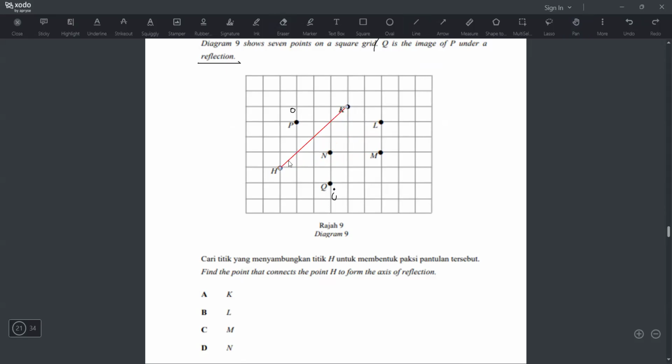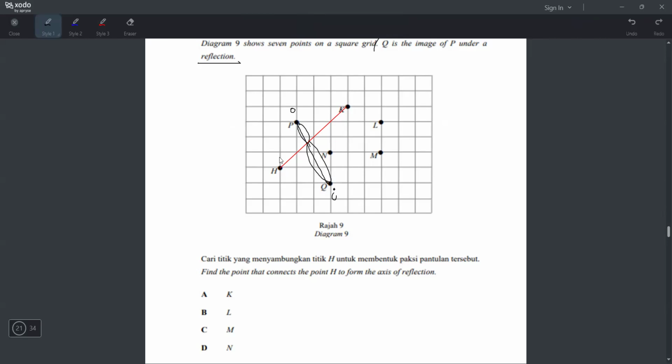Okay, let's try with HK first. Why can this one not be the reflection line? Because when you draw a reflection line, if you draw a line joining PQ, the distance here and the distance here should be the same.